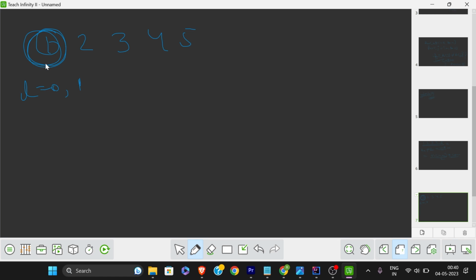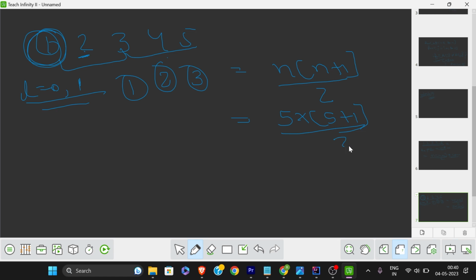If we take R is equal to 0, then A of R and A of L are equal, so they are stable, not unstable. So for 0, 1, it is unstable, so the count is 1. For 1, 2, they are unstable, the count is 2. For 2, 3, they are unstable, and likewise for the others. So at the end you will get n into n plus 1 divided by 2, which is 5 into 5 plus 1 divided by 2, 30 divided by 2, 15.